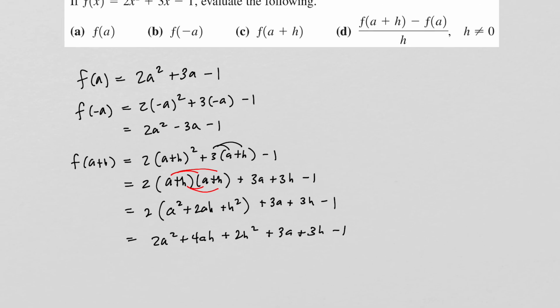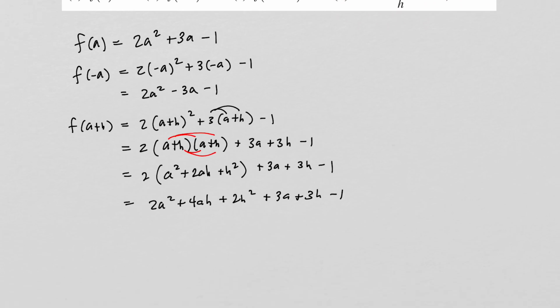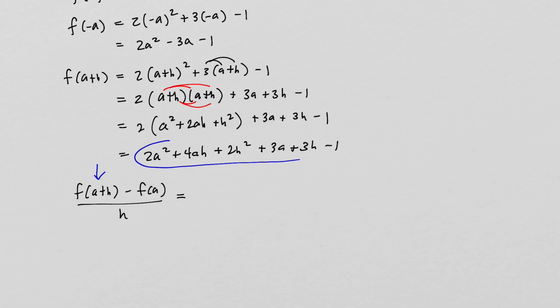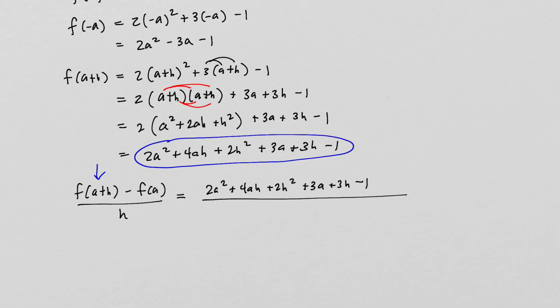Now for the last part of this problem, we want to evaluate the expression f of a plus h minus f of a all divided by h. So let's go ahead and write that down. f of a plus h minus f of a all divided by h. Well, we can save ourselves a little bit of work because f of a plus h is this expression. So we can just write that down. And then in the denominator, we just have h.